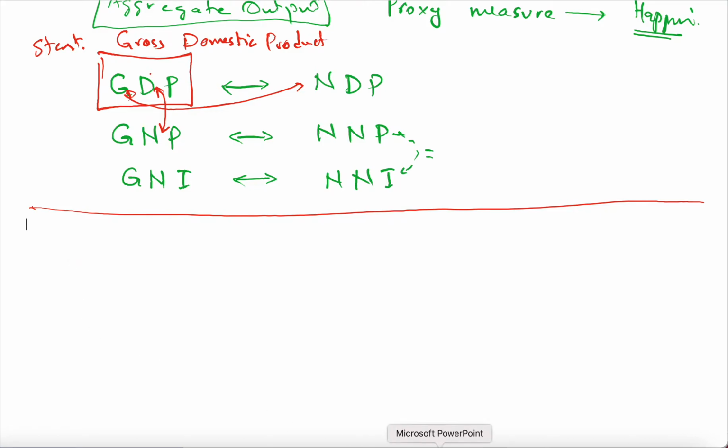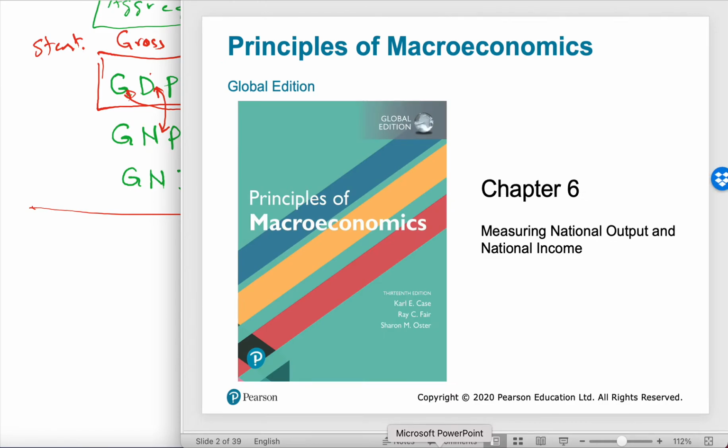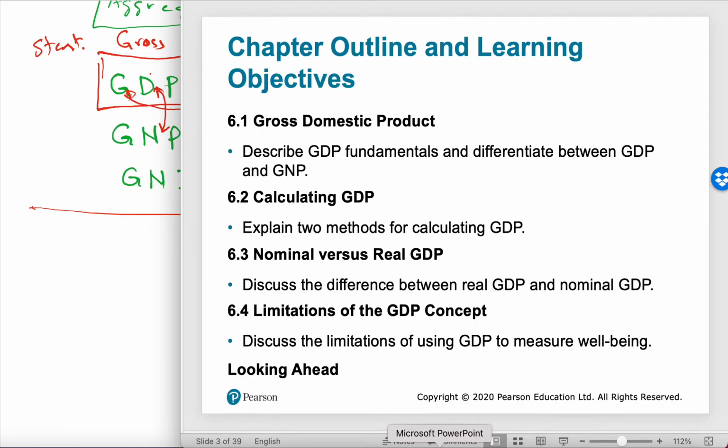So this is what we want to do in this chapter, and it's one of the fascinating chapters which most students like. It is interesting, and it is the gateway to macroeconomics. So the learning objectives of this chapter are, at first, we will explain the GDP. We are going to explain the GDP and we will define it. We will describe the GDP's fundamentals and the differences between GDP and GNP and other measures which I just mentioned.